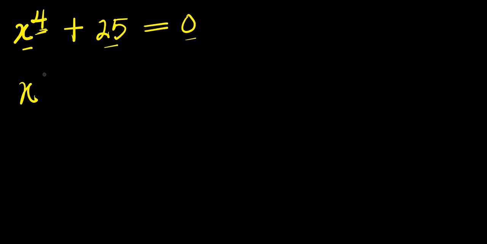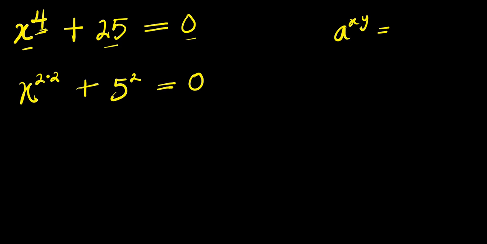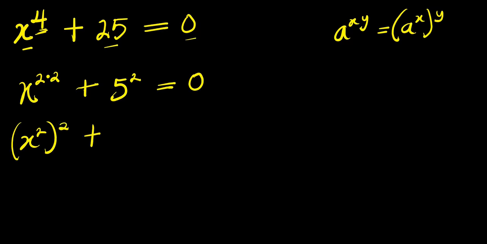I can have it as x power 2 times 2, that is 4. Plus 25 is the same thing as 5 power 2. And this equals 0. So right now, we can apply this identity: a power x times y equals a power x to the power of y. So we have x power 2 plus 5 power 2 equals 0.